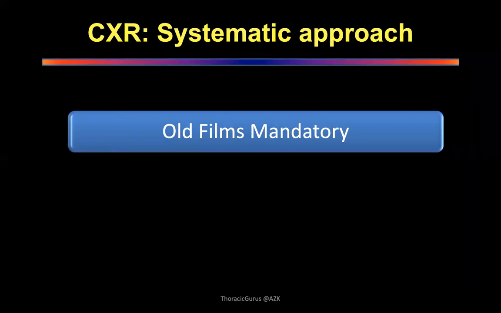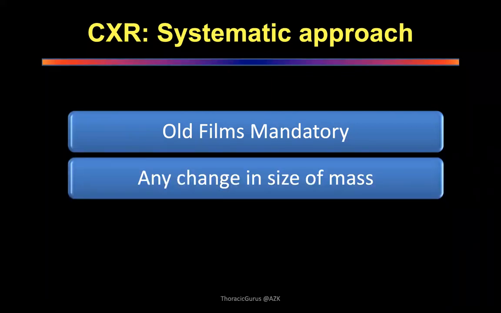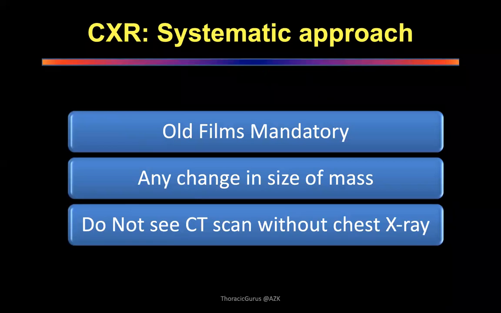Or if I give you only one choice, what do you want to do next? You must say, please show me the old films. This is a classic exam trap. And the moment you say, show me old films, everybody's happy and we all get along with it. And the most important thing you're looking for is any change in size, any change in the shape, any change in the location. But do not see CT scans without seeing chest X-ray.